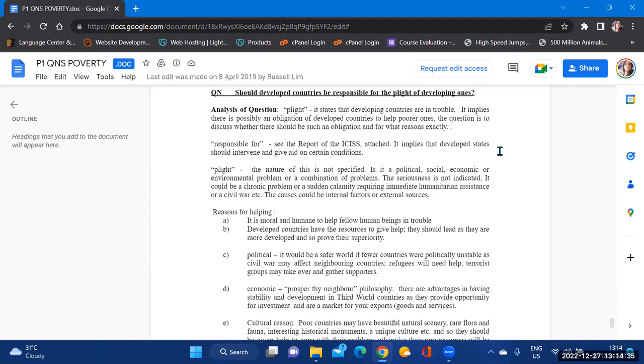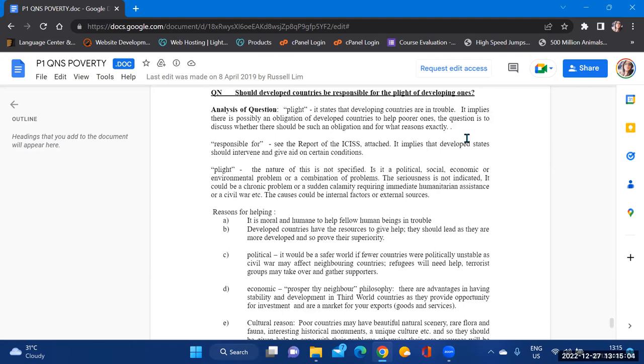Okay, let's look at how to answer this question. Analysis of the question. The key word is plight. It states that developing countries are in trouble. The plight of developing ones, you see. It implies there's possibly an obligation or duty or responsibility, an accountability factor of developed countries to help the poorer ones. The question is to discuss whether there should be such an obligation.